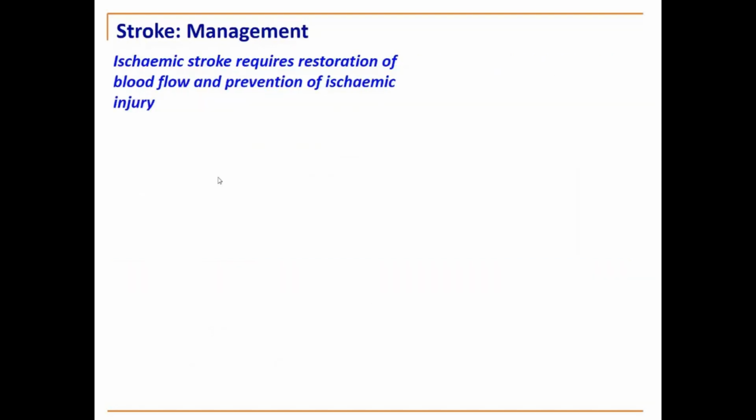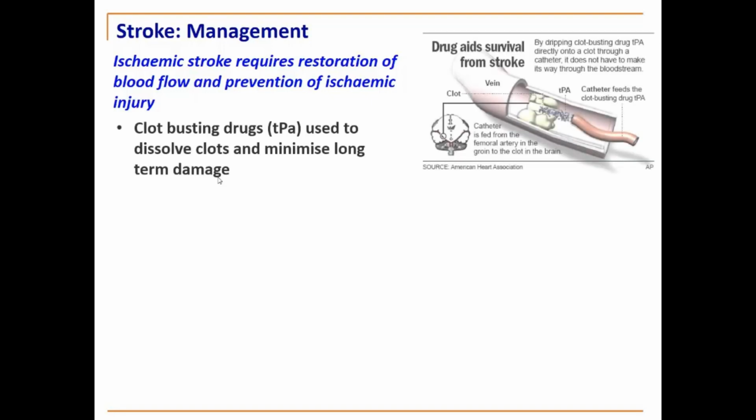So how is it managed? Well, ischemic stroke requires restoration of blood flow as quickly as possible and prevention of ischemic injury. And we have clot-busting drugs, TPA, for that. They're used to dissolve clot and minimize long-term damage. And basically, as it says up here, you drip in the clot-busting drug TPA directly onto a clot through a catheter, and it basically dissolves that clot very, very quickly.